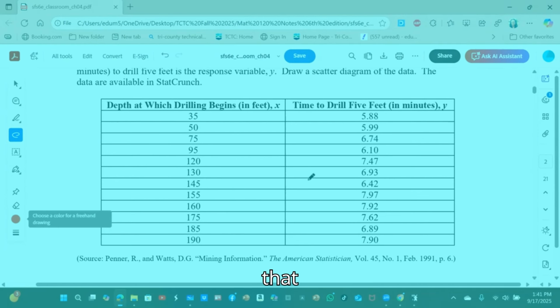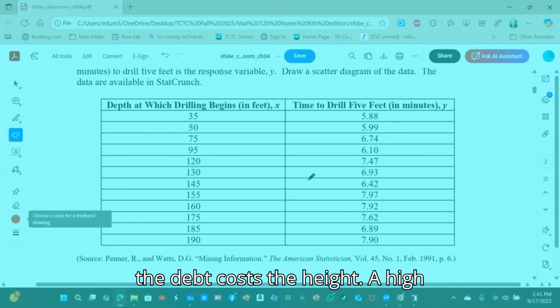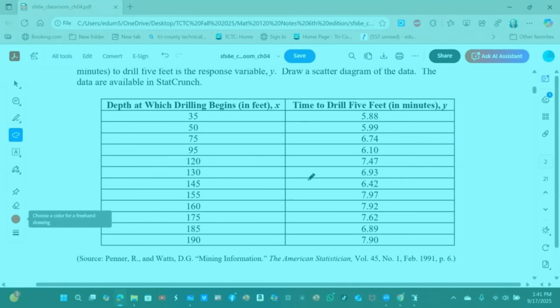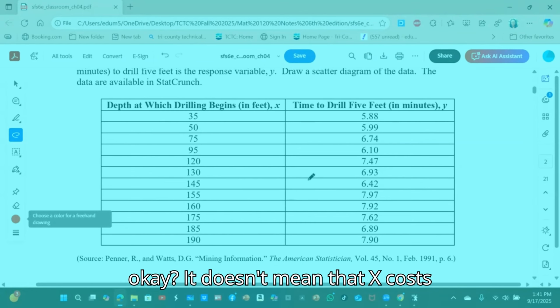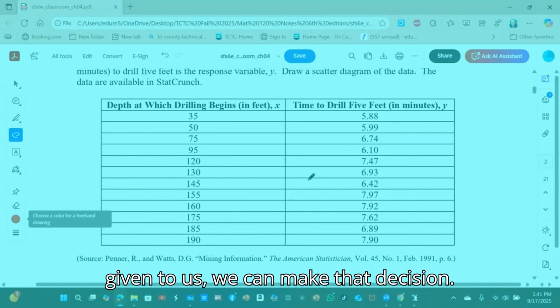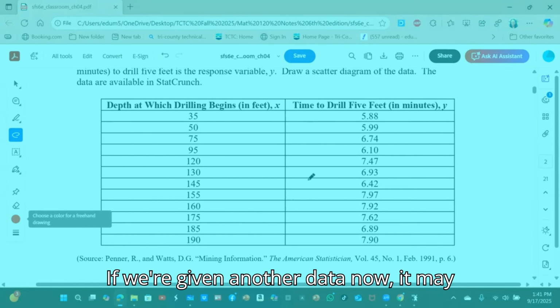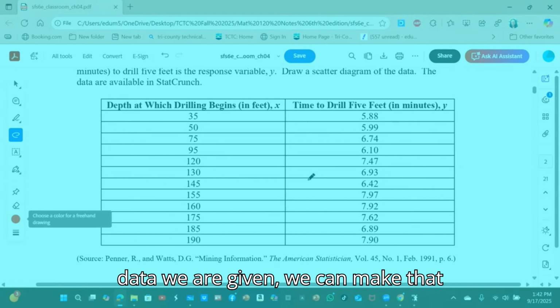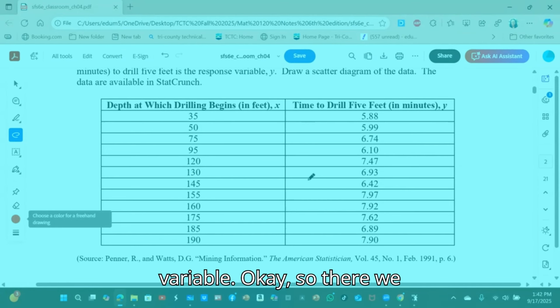And it doesn't really mean that because it is high, the depth causes the time. A high relationship does not mean causation. It doesn't mean that x causes y. Because of the data given to us, we can make that decision. If we are given another data set, it may be something different. There's a high positive linear relationship between the predictor variable and the response variable. Okay, so there we go.